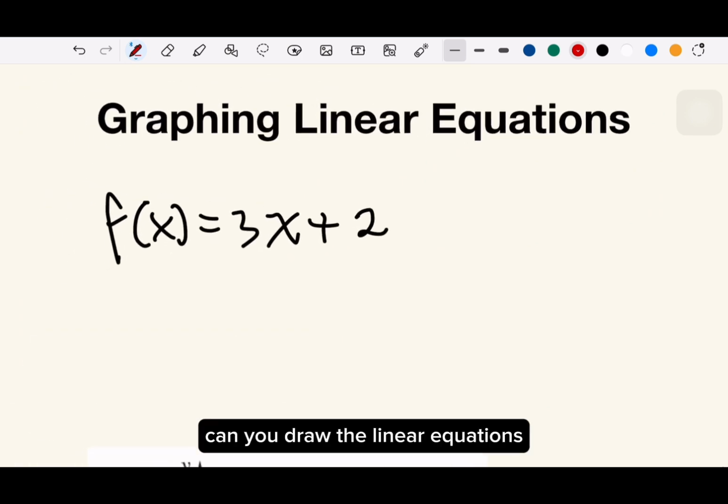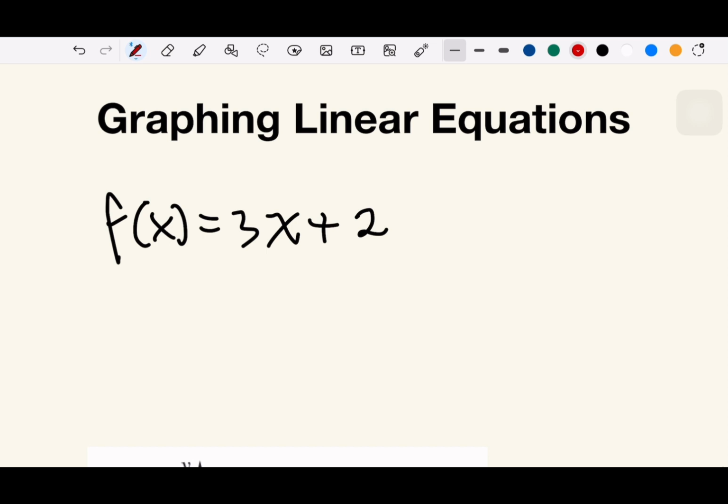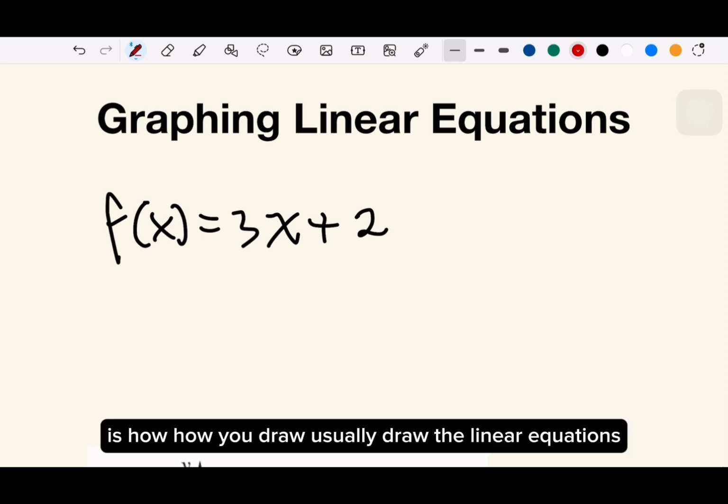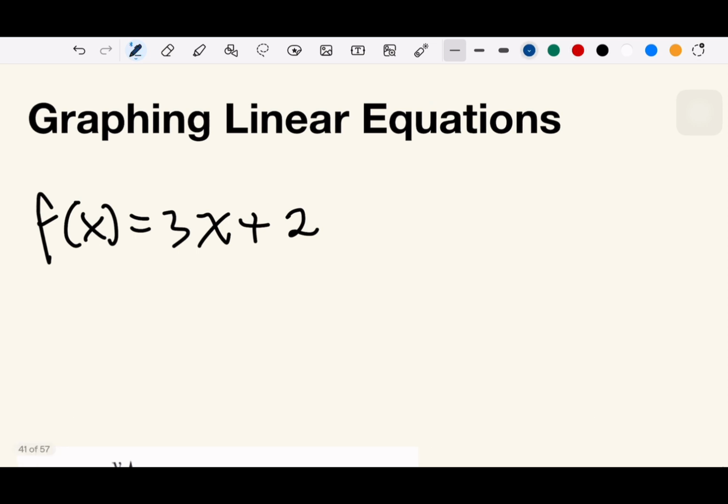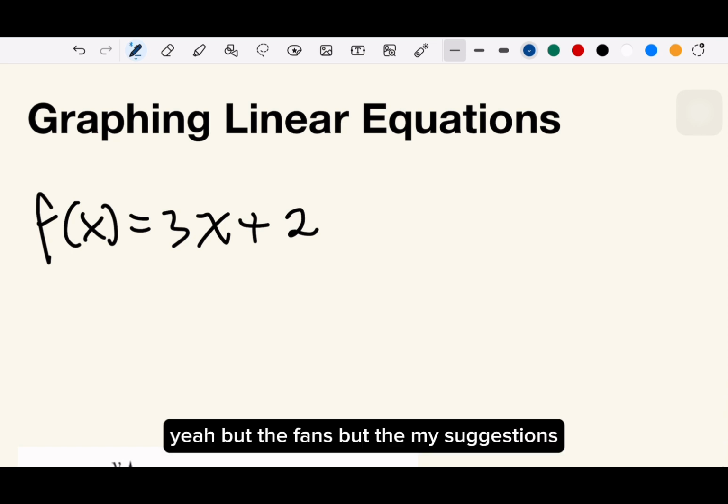Can you draw the linear equations? How do you usually draw the linear equations? Put values in it. Yeah, put values. But my suggestion.